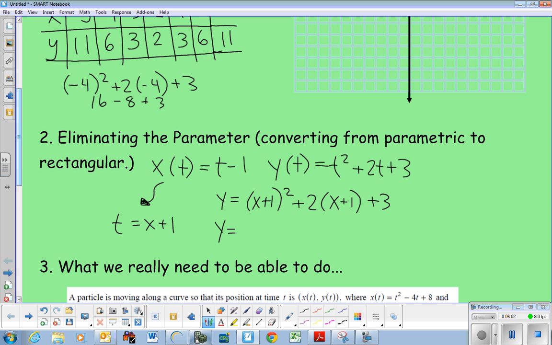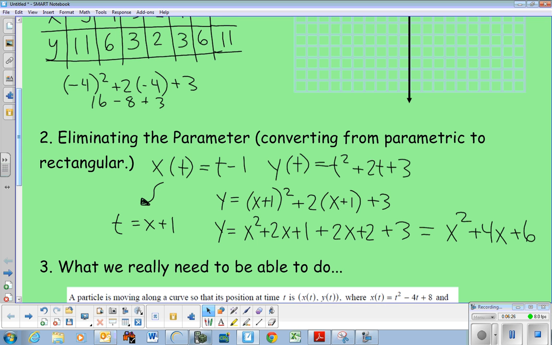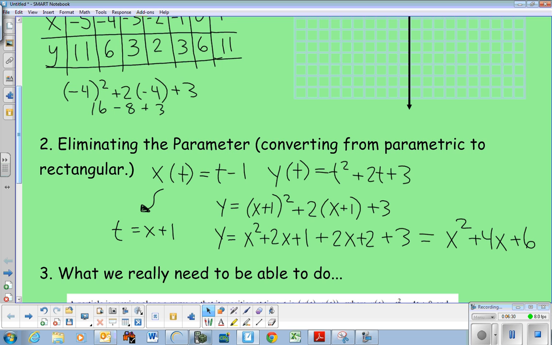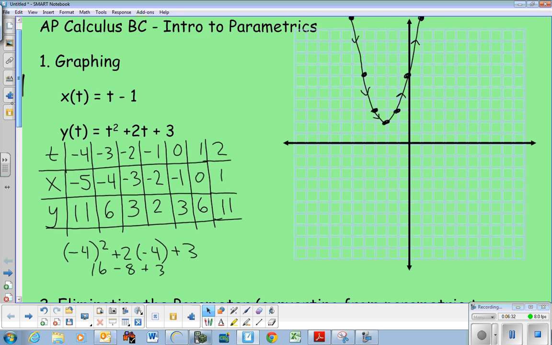So I'm going to square out this first binomial, get x squared plus 2x plus 1. I'm going to distribute the 2. I'm going to add 3. And when I put all those together, I get x squared plus 4x plus 6. So this is the same equation. This is the same parabola. It just doesn't have a direction now that I've taken my t's out. X squared plus 4x plus 6 would look exactly like that graph.